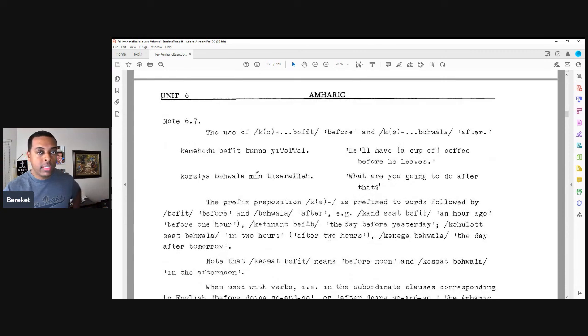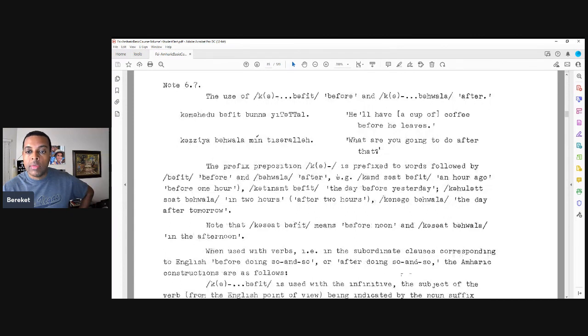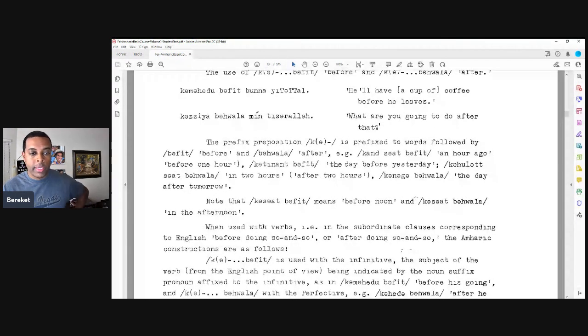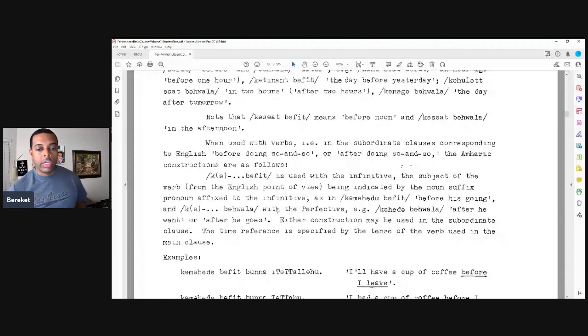Finally, note 6.7. It's another similar kind of construction. Again, you have ka as a prefix, and then you have the postposition bafit or bahwala, before or after. So this construction, ka bafit, is before: kamehedu bafit, before I have, or before he leaves, kazia bohala, after that. Izia is that, I think we'll see this in a later unit. It's a demonstrative pronoun. So kabafit, kabohala, basically just means before and after. Kasat bafit, morning, kasat bohala, in the afternoon. Those are good phrases to know that you'll probably hear frequently. But we round it out with that construction, and then that finishes out the unit.